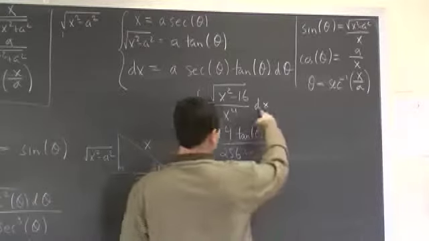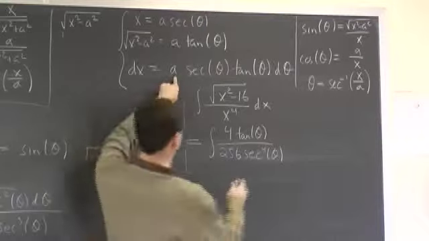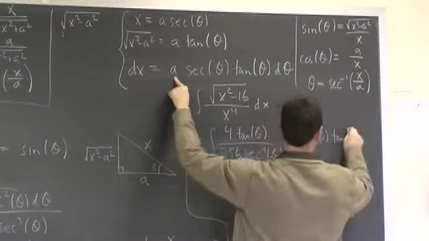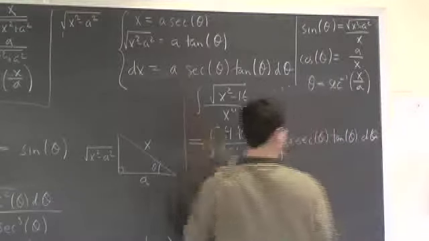Okay. Now we need the dx. And the dx is, let's see, 4 secant of theta, tangent of theta, d theta.